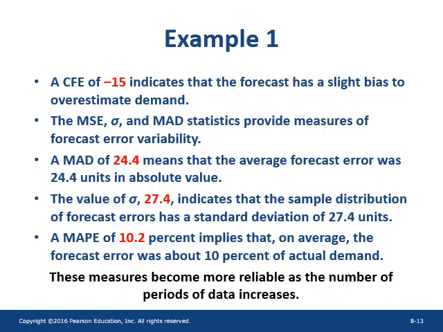So you'll see that sigma is a little bit bigger than the MAD, and it's common maybe to find that a value for MAD might be something like 3/4 of what sigma is. So in this case it doesn't come out quite that way, but generally a MAD will be smaller than sigma. And the mean absolute percentage error of 10.2 tells us that on average the forecast error was about 10% of what the demand value was.